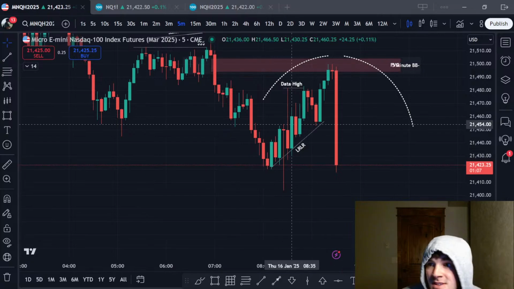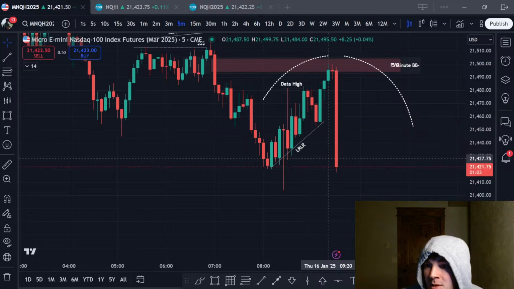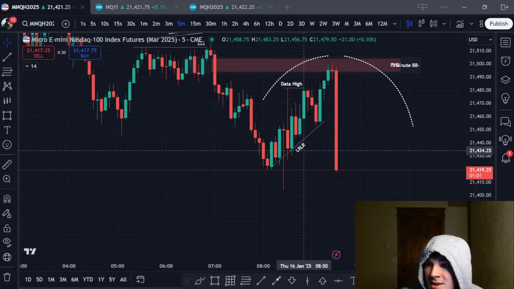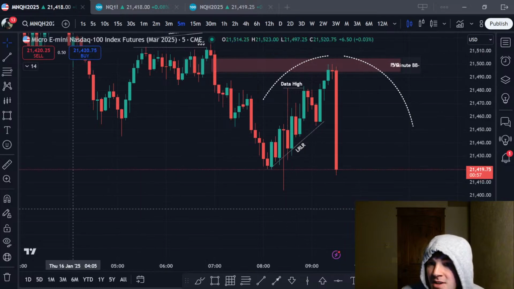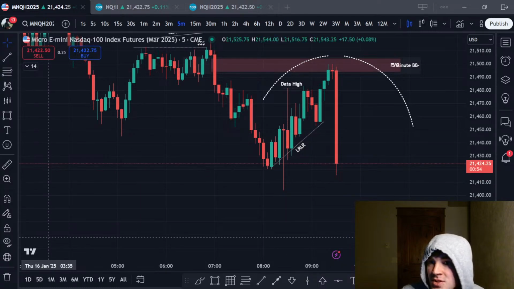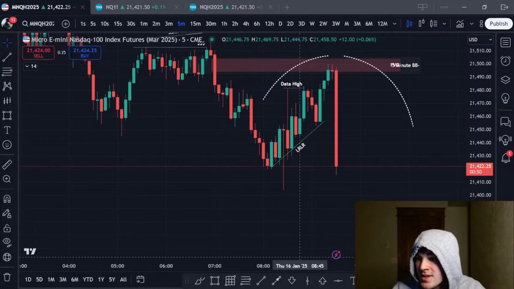Was there any SMT here? Yeah, we're running that liquidity now. I do think we're drawing to low of the day. This should be the draw. So we can maybe get a trade down to that.